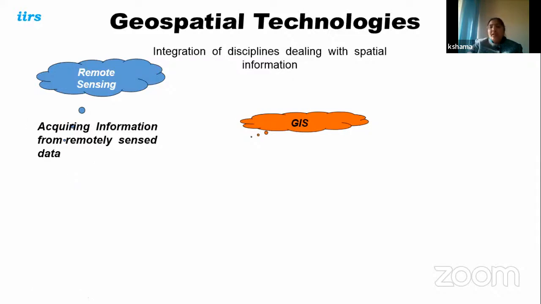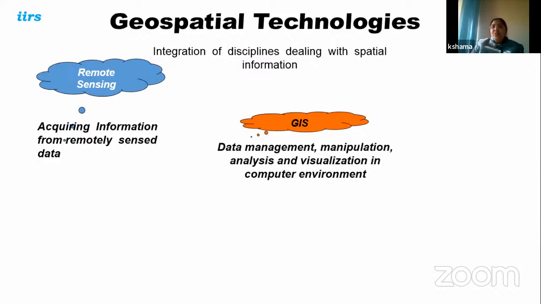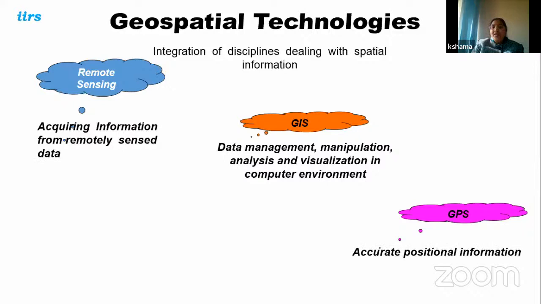The second major technology is GIS, known as Geographic Information System. It is basically data management, manipulation, analysis, and visualization. The third technology is GPS, the Global Positioning System, but nowadays it is known as Global Navigation Satellite System. This basically provides you accurate positional information. Now all these three technologies have been combined and utilized for many more applications in urban areas.